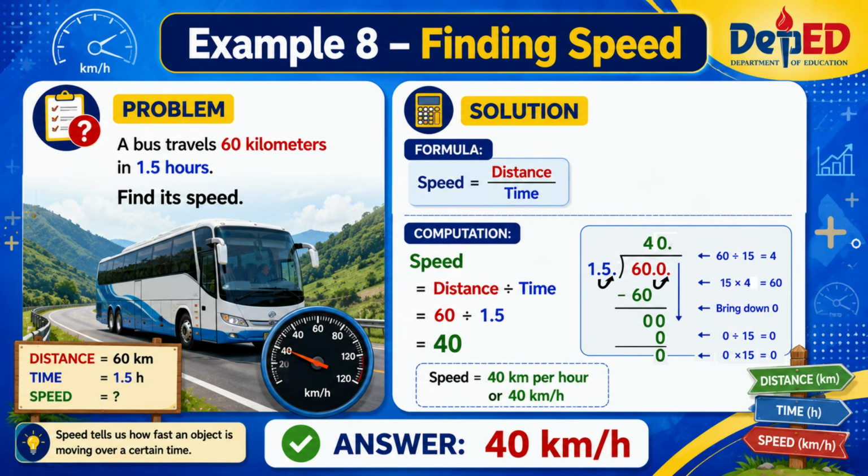To find speed, divide the distance traveled by the time taken. The bus traveled 60 kilometers in 1.5 hours. Dividing 60 by 1.5 gives 40. Therefore, the average speed of the bus is 40 kilometers per hour.